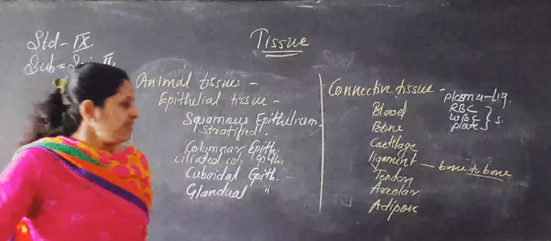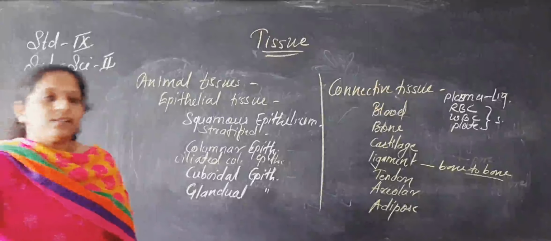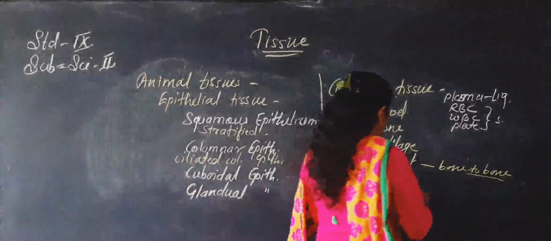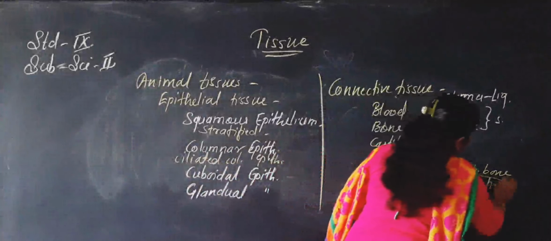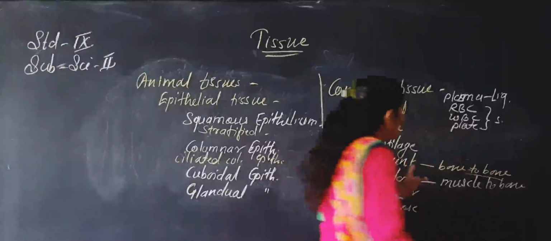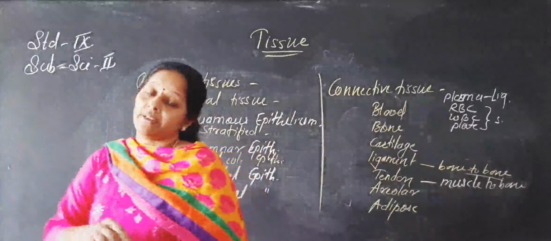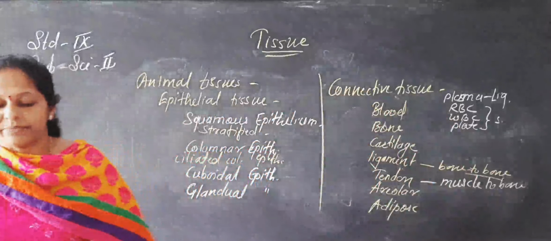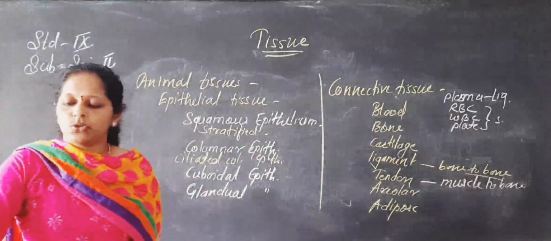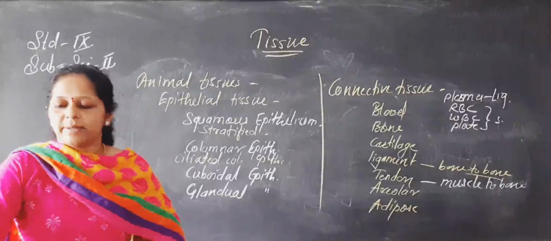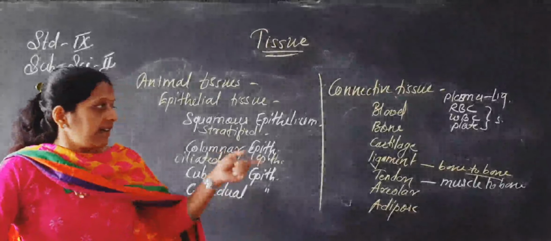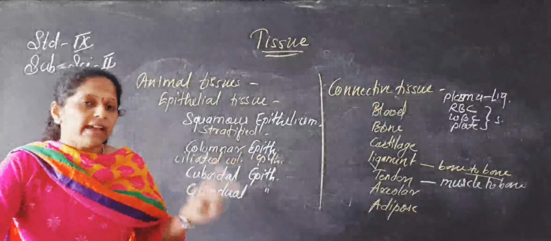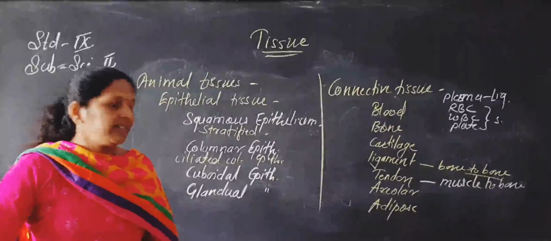Next, tendons connect muscle to bone. Muscle to bone means tendons; bone to bone means a ligament. Tendons are fibrous tissue with great strength but limited flexibility. Ligaments are very elastic, while tendons have less flexibility.